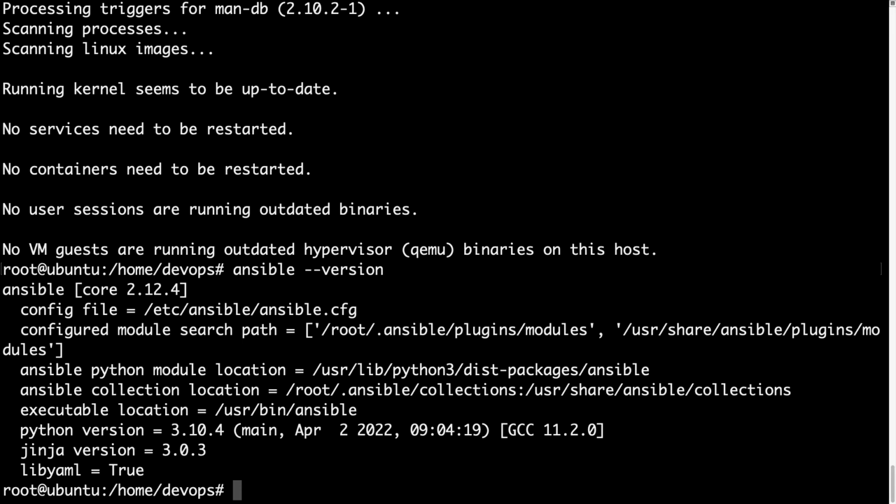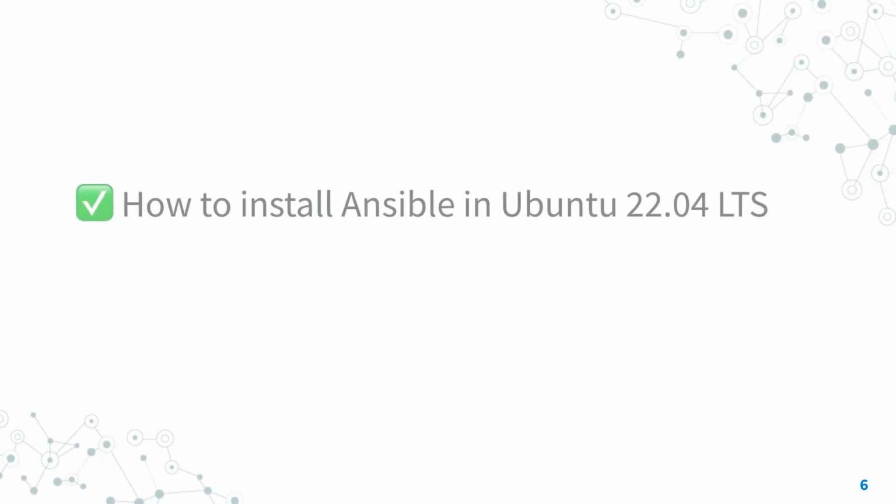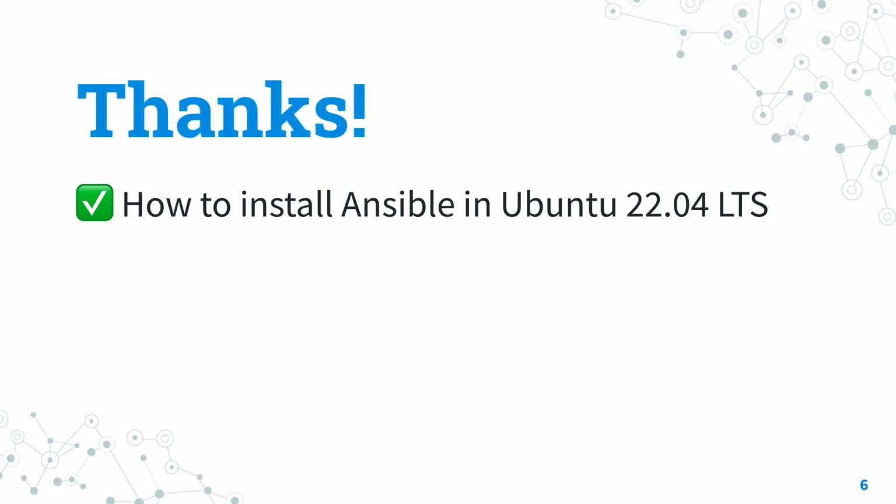Now you are ready to move your automation journey to the next level. And yay, you have two options to do this. So select what you prefer: the stability of the Ubuntu universe repository or the latest up-to-date package from the PPA archive. Now you know how to install Ansible using the Universe and PPA repositories in Ubuntu 22.04 LTS.